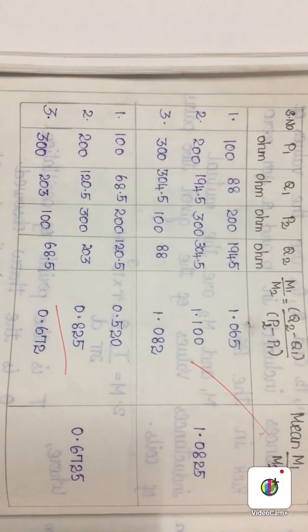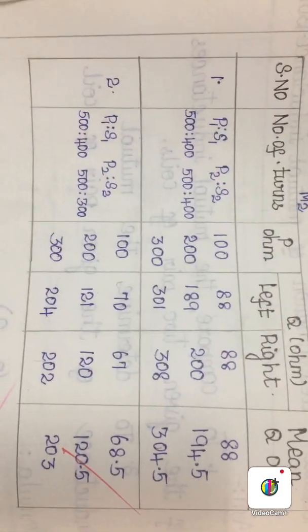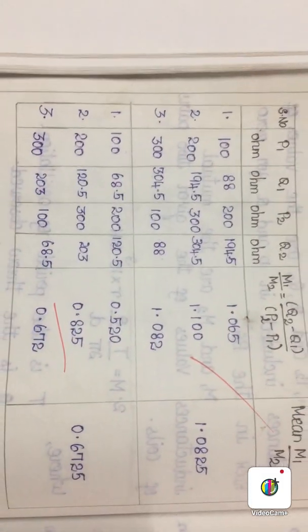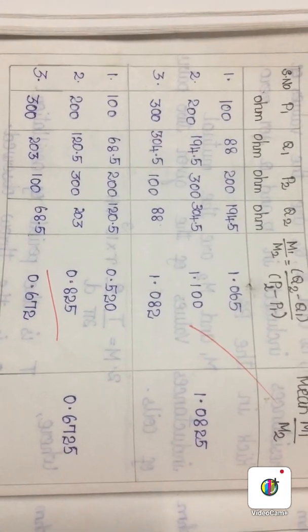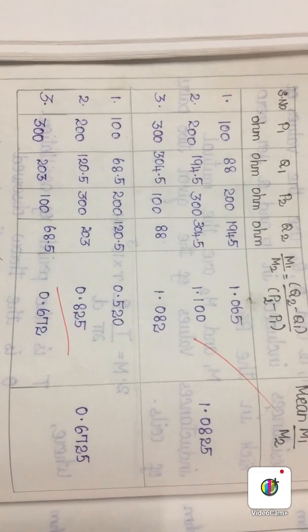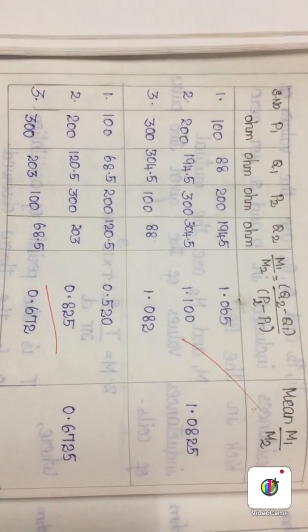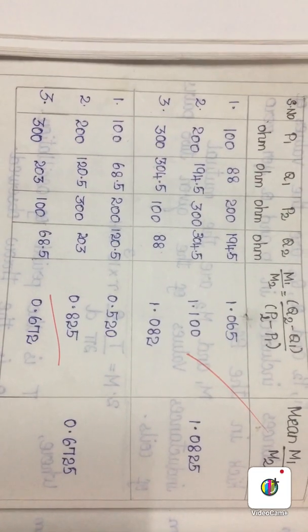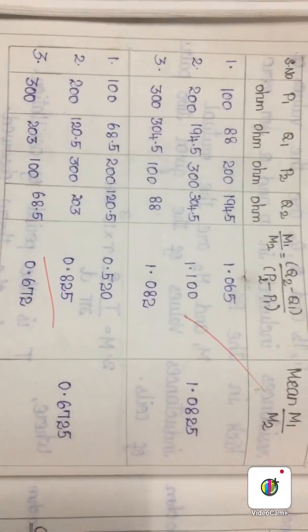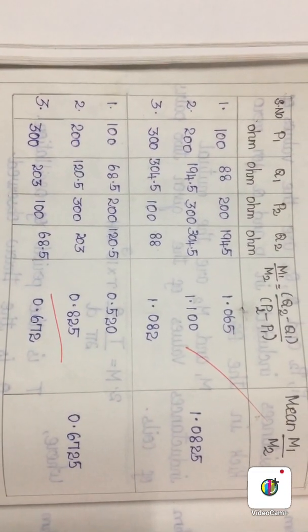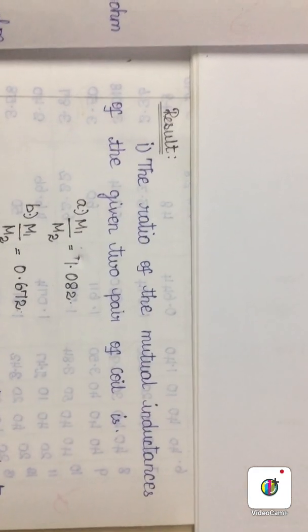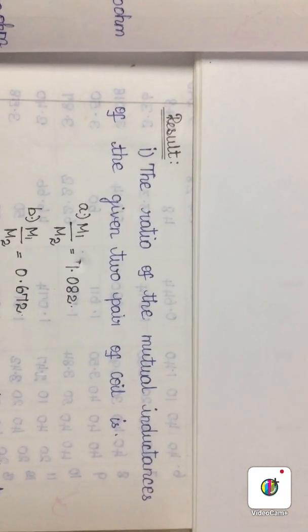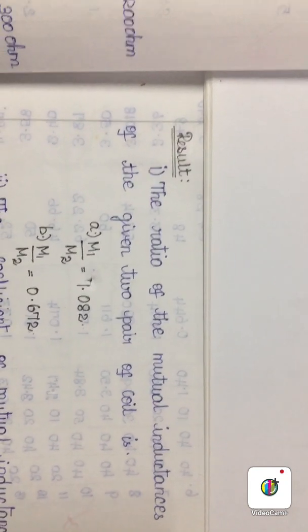Before the calculations, the readings from the tabulation which we initially recorded can be written in another form using this tabulation, like this: P1, Q1, P2, Q2 can be separately written for the 2 sets of coils, and you can calculate. We have shown the calculations, and based on the formula and calculations you can fill this tabulation for M1 and M2, and you can get the mean values of M1 and M2 as shown. The compared values of mutual inductance of the given 2 pairs of coils are given as shown.